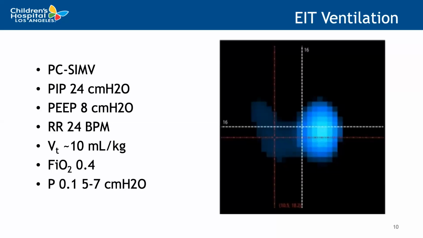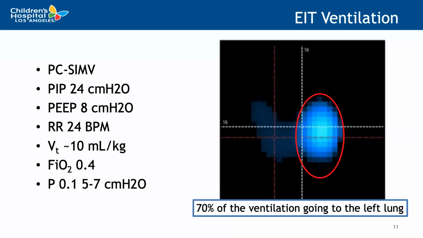You can see his EIT image on the right here, and what I want to point out is that areas that are more ventilated are lighter in color, and areas that are less ventilated are darker in color. And so as you can see, he has a predominant ventilation going to his left lung. The EIT image was able to tell us that about 70% of his ventilation was going to the left lung, with very minimal ventilation going to that right lung, likely in the setting of those large pneumatoceles and the collapsed lung parenchyma.